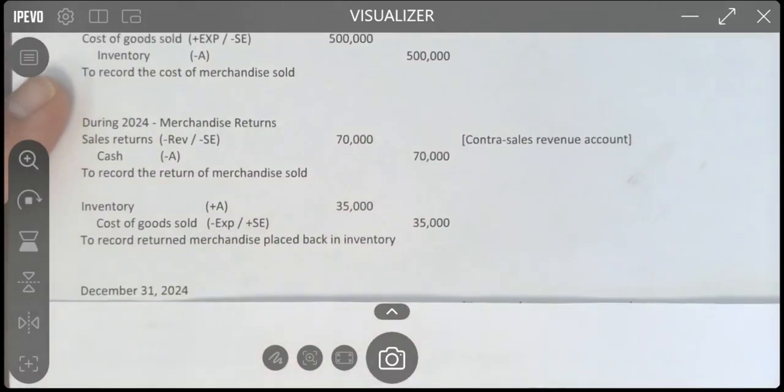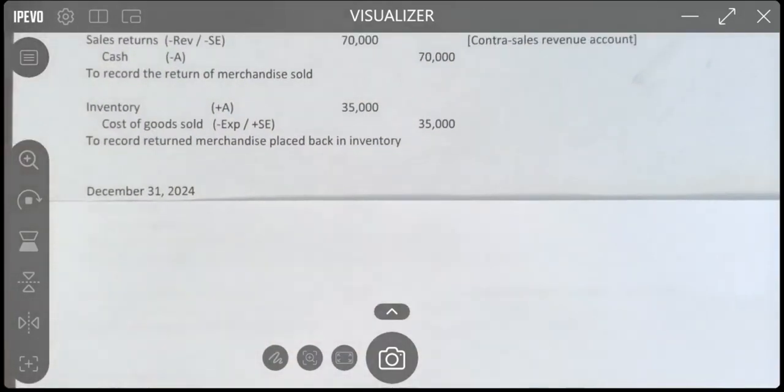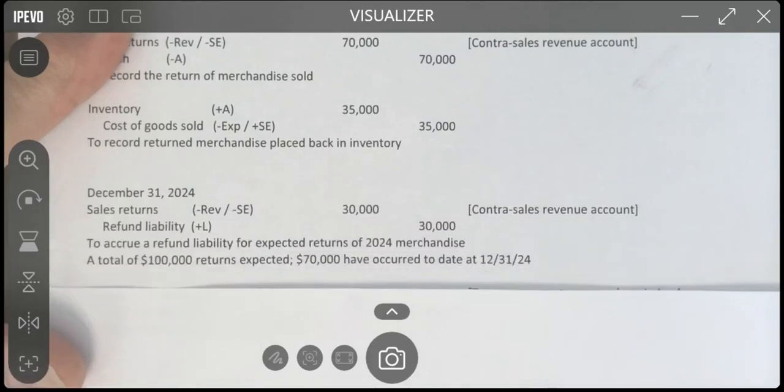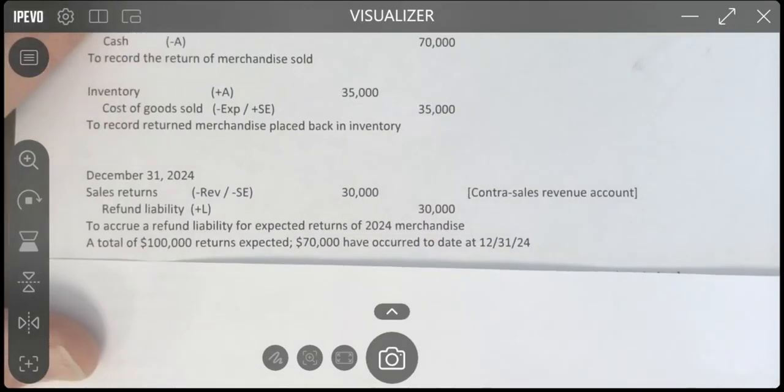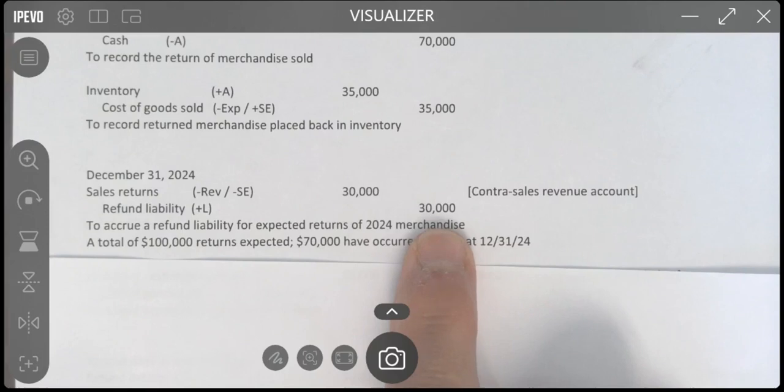All right, now we come to the end of the year and we have to do an adjusting journal entry because recall that our total sales for the year were $1 million. The industry experiences that about 10% is returned in this particular industry. That will vary industry to industry. So we expect about 100,000 of the $1 million of sales to ultimately be returned. 70,000 have occurred, hence 30,000 is our estimate of what will be returned. So that's the amount there.